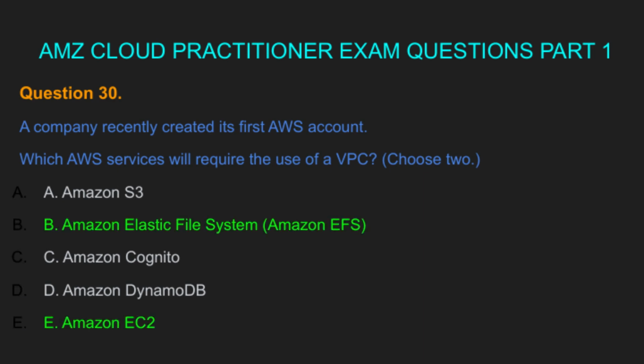Amazon Elastic Compute Cloud, Amazon EC2, is a web service that provides resizable compute capacity in the cloud. Instances of EC2 are launched in a VPC. Amazon Elastic File System, Amazon EFS, provides a simple, scalable, fully managed elastic NFS file system that can be used with AWS cloud services and on-premises resources. Amazon EFS is a regional service that supports VPCs.